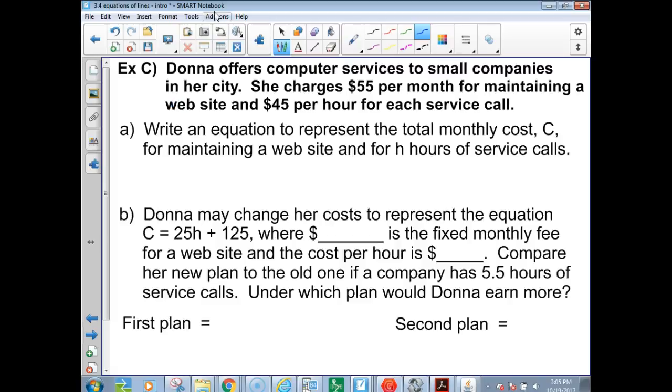For example, if you got Donna who offers computer services to small companies in her city and she charges $55 a month for maintaining a website, and she also charges $45 an hour for each service call. Write an equation to represent the cost monthly that you're paying to maintain that website. So your cost is going to be 8 hours of service calls. If you're going to do hours, what's the rate up there? What are they charging per hour? That's the rate, okay? That's your slope. So that'd be 45H. But you also have to pay $55 a month.